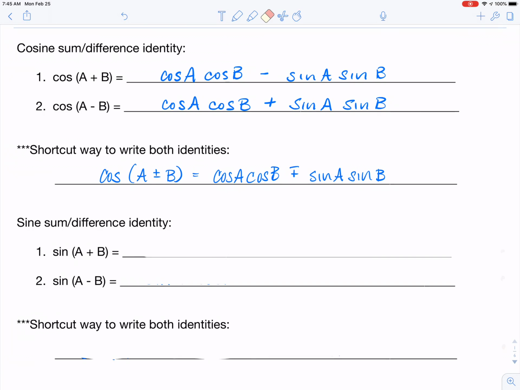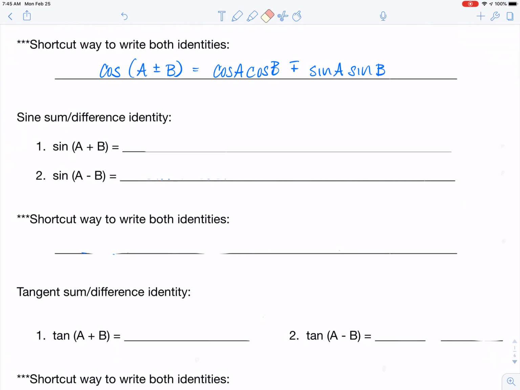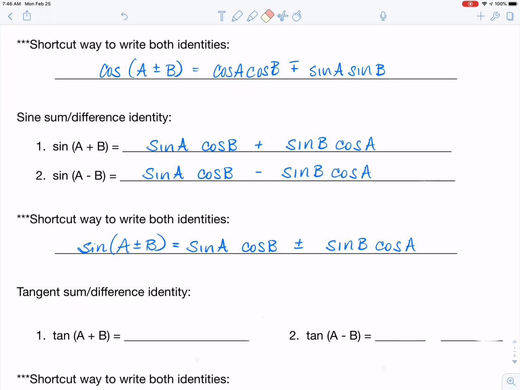For the sine sum and difference identity, sine sum is going to be sine A cosine B plus sine B cosine A. For the difference, you'll have sine A cosine B minus sine B cosine A. The shortcut here is sine of angle A plus or minus angle B is equal to sine A cosine B plus or minus sine B cosine A.